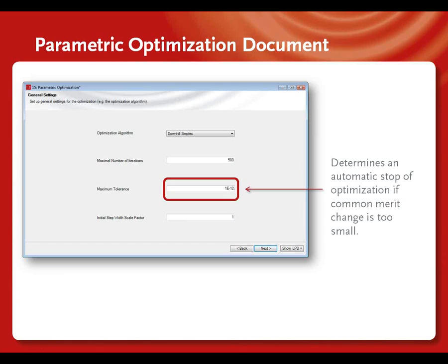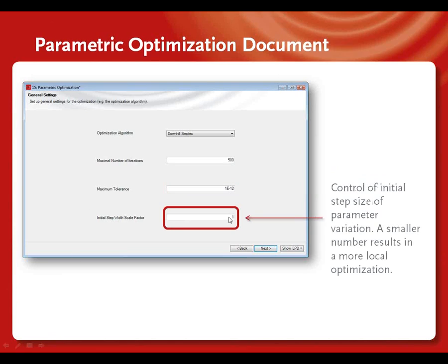So this is the smallest change that is still allowed. And the last parameter is the initial step width scale factor. It means if VirtualLab starts the optimization, it has to vary the free parameters a little bit, and the strength of this variation can be controlled by this scale factor.